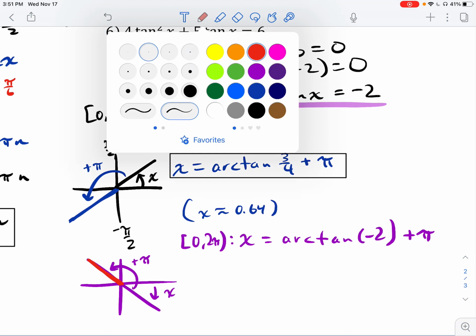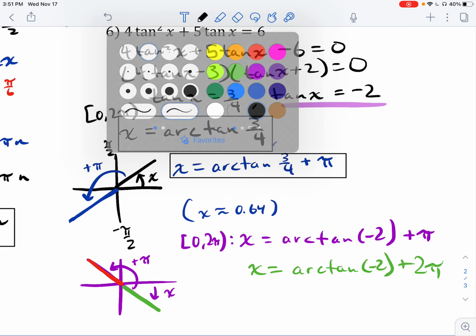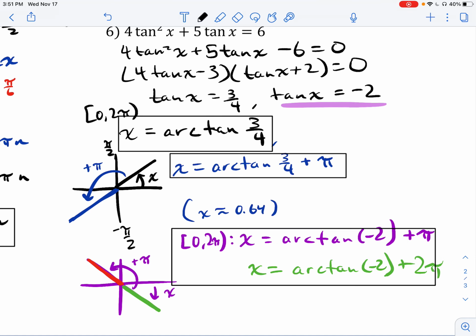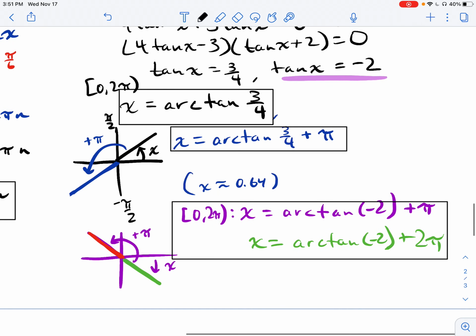Well, what about the other one? Well, I want to be in this spot down here in quadrant 4, but I want to have a positive angle. So how can I use x to write the positive angle? I would say x is equal to arctangent of negative 2, this time plus 2 pi. And these are my angles from 0 to 2 pi that satisfy that second factor. Okay? Now, what about the general solutions?